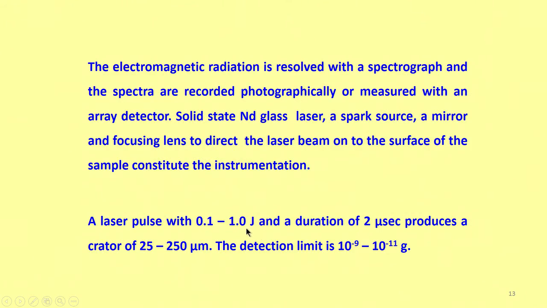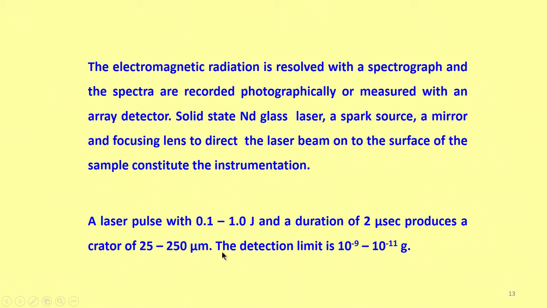That is the beauty. A laser pulse with 0.1 to 1.0 joules and a duration of 2 microseconds produces a crater. If you take a laser and hit it on the metal, it burns and then evaporates the sample. When something goes off, a crater has to form. So, what is the size of that crater? The size is 25 to 250 micrometers. It is not millimeters, it is 1000 times smaller than a millimeter, that small a piece.